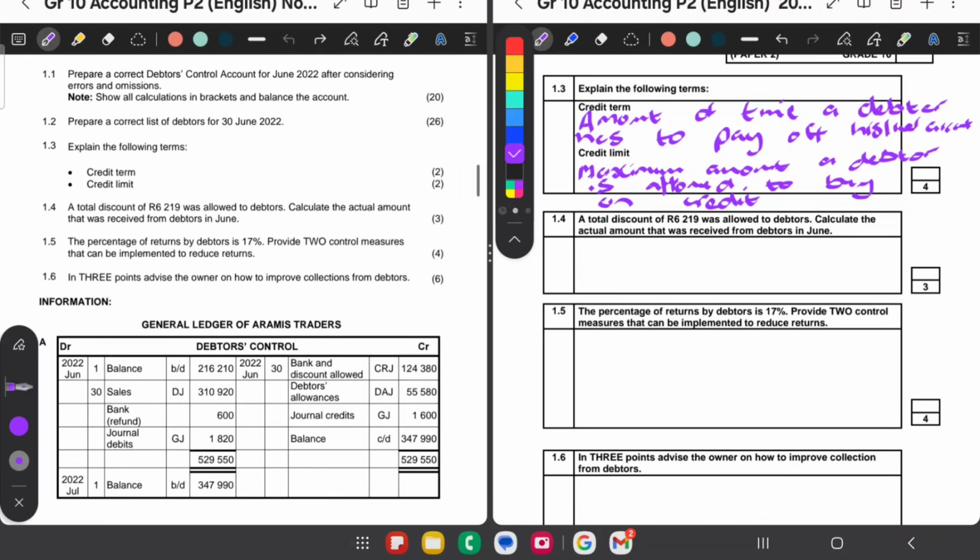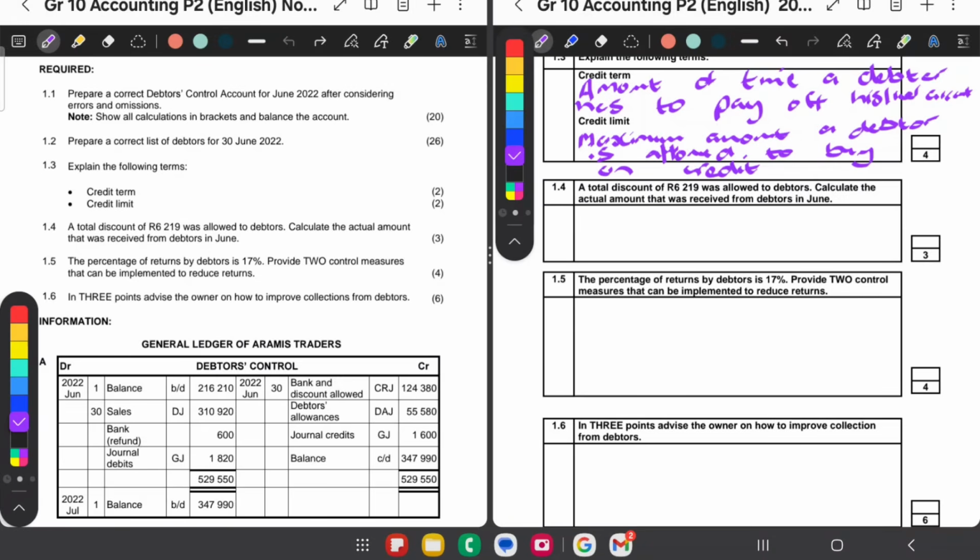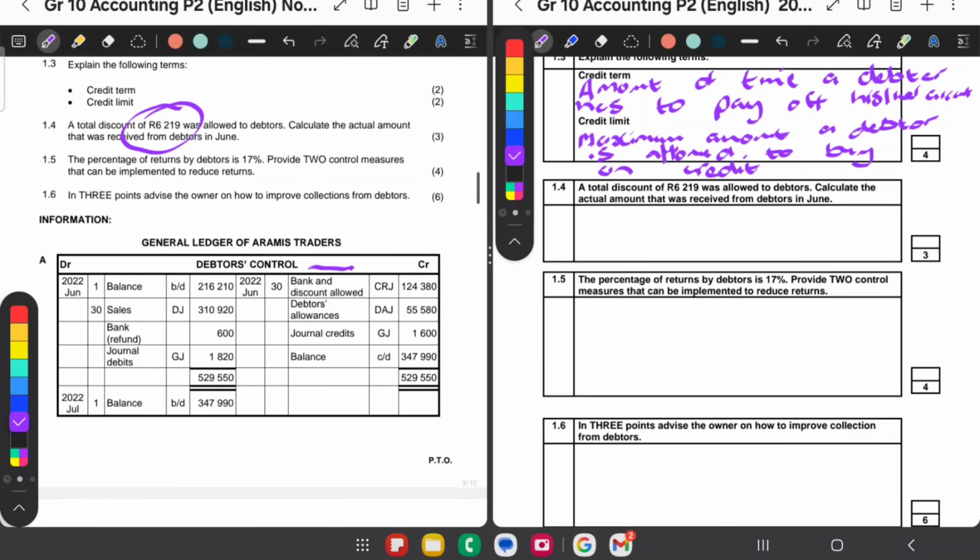Then 1.4 says a total discount of 6,210 was allowed to debtors. Okay, calculate the actual amount that was received in June. If the discount was this amount, let's go look. Here it says bank and discount allowed. So this was bank and discount allowed for 124,380. So now we just take away the discount. And this is how much money we received from our debtors. I get 118,161. And that's how you answer that question.